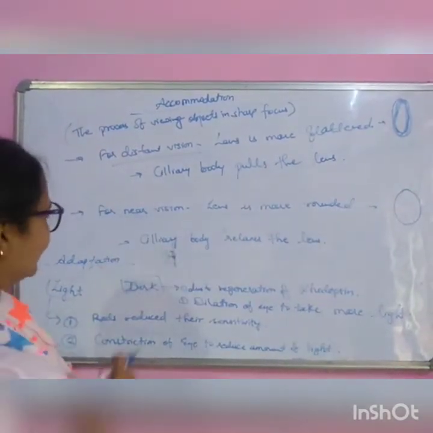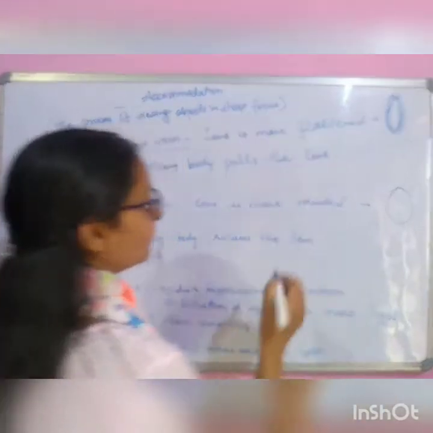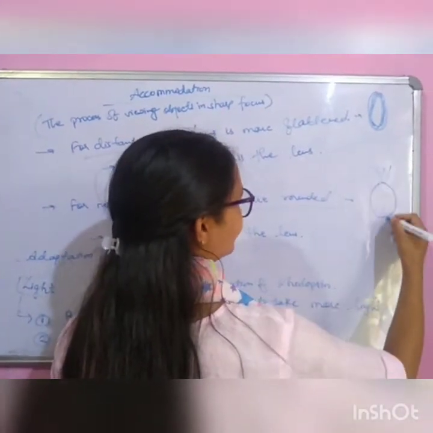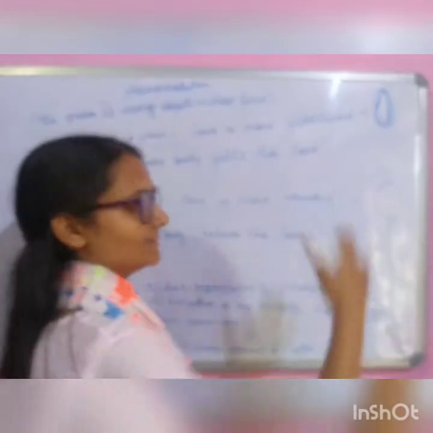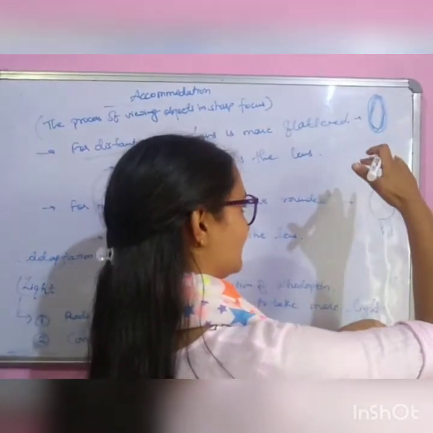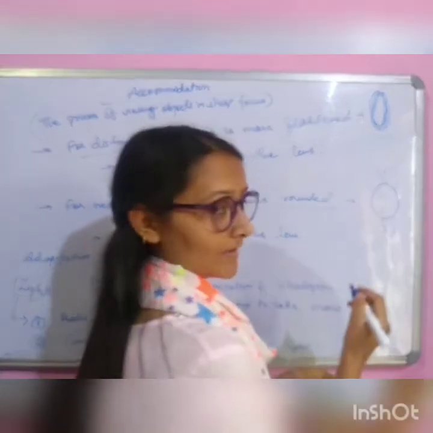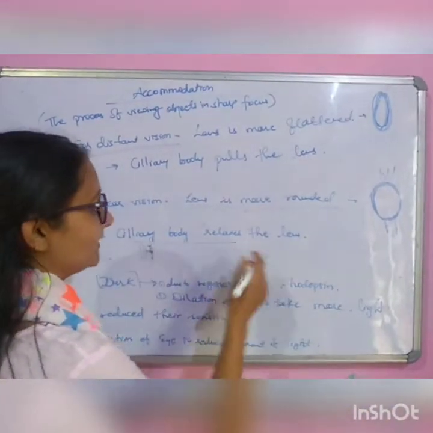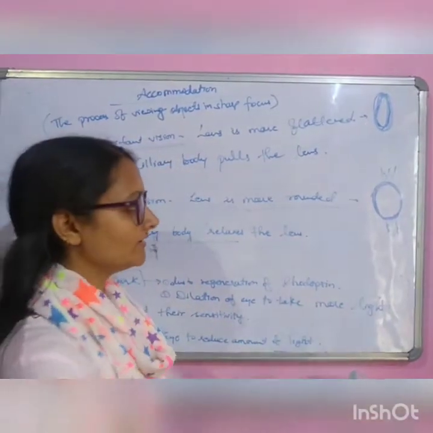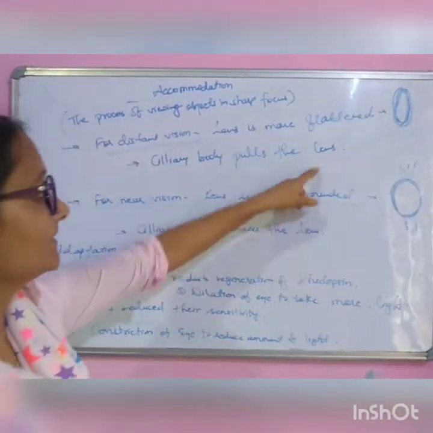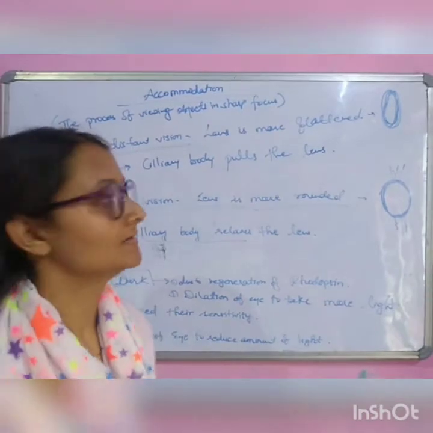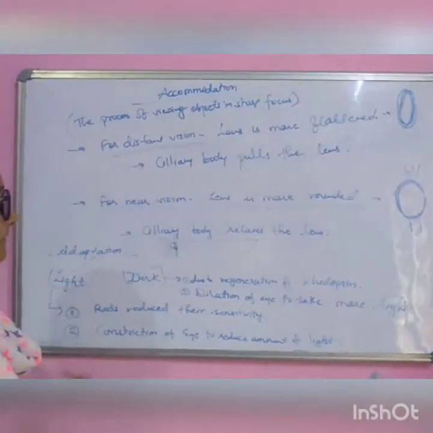After that, near vision. For near vision, the lens is more rounded. For this, the ciliary muscles attached to it will relax the lens. Then the lens will get more rounded, more oval or rounded. In this, the ciliary body relaxes the lens, and for distant vision, the ciliary body pulls the lens, so it becomes flat.